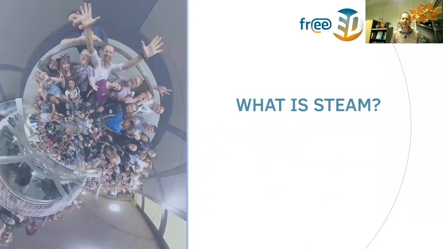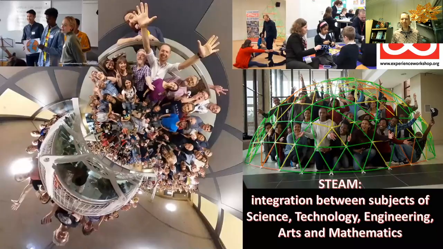First of all, I would like to talk a little bit about the STEAM approach. Our first unit is about what STEAM is. STEAM means the integration between the subjects of science, technology, engineering, arts, and mathematics. This is what the STEAM acronym means: science, technology, engineering, arts, and mathematics, and how we can combine these areas.